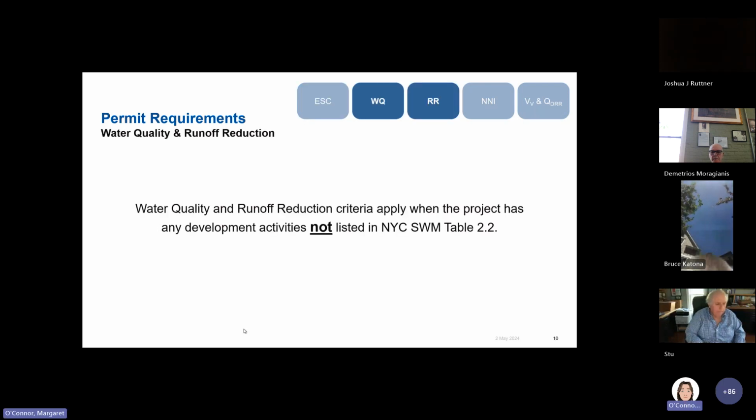The water quality and the runoff reduction, these are part of our sizing criteria. When we talk about water quality and runoff reduction, we're talking about amounts of managing stormwater long-term. This is most frequently called the post-construction requirements.